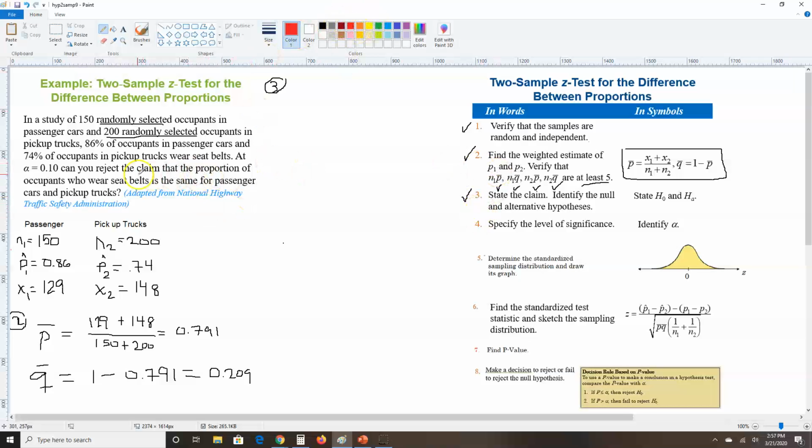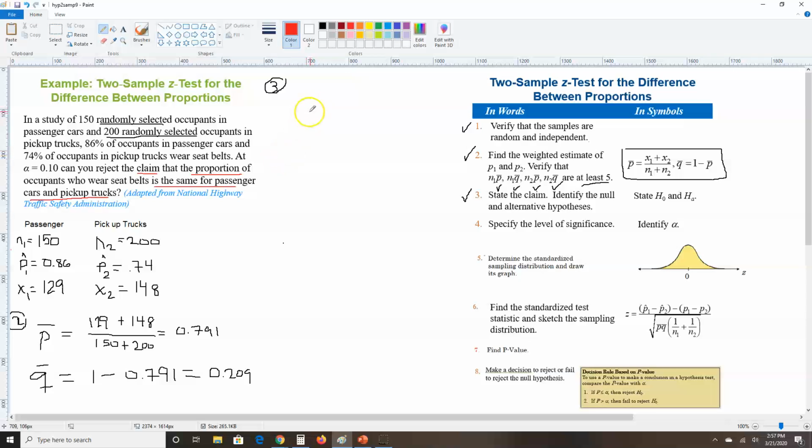And what was the claim? It's down here. See, I know because they gave me the hint. Claim, whatever comes after, is the claim that I need to underline. So what was the claim? That the proportion of occupants who wear seat belts is the same for passenger cars and pickup trucks. So let me underline that. The proportion is the same for passenger cars and pickup trucks.